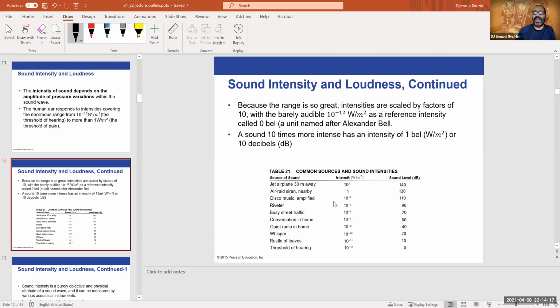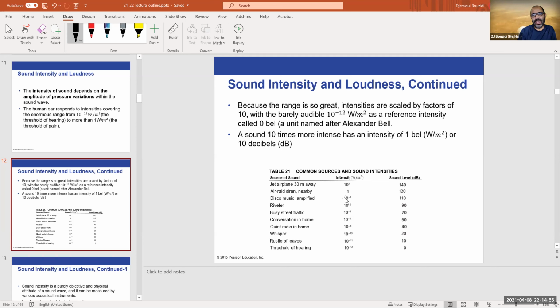So what you do in this case, you divide these numbers by this one. When you take 1 and divide it by 10 to the negative 12, the ratio is 10 to the positive 12, because the negative goes upstairs and becomes positive. And you take the log in base 10. When you take the log in base 10, you drop the exponent, that's all. So in this case, it's going to be 12. By definition, we multiply that number by 10. So it's going to be 120. This one is going to be 120 decibels.